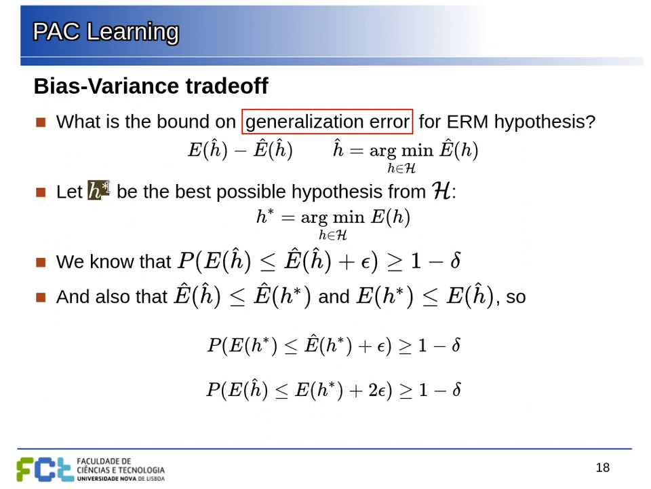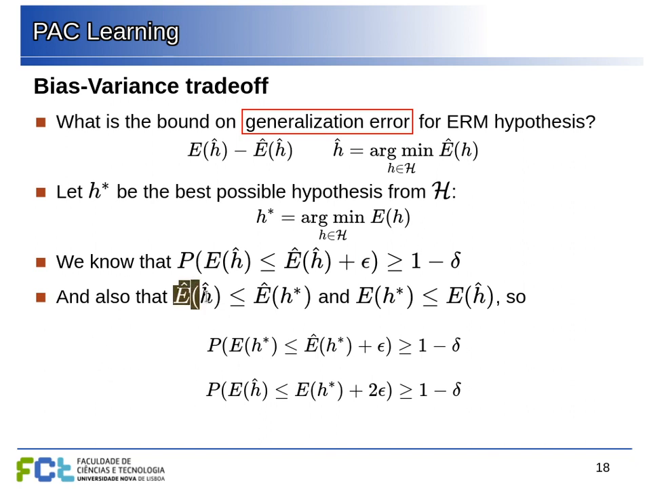Now, let's suppose that there is this H-star hypothesis, that is the hypothesis in our hypothesis class that actually minimizes the true error. Note that we cannot find this hypothesis because we cannot measure the true error, but there must be some hypothesis there that minimizes the true error. Now, we also know that the probability that the true error of the hypothesis that we chose, that minimizes the empirical error, will be smaller than the empirical error plus some epsilon is greater than 1 minus delta. So this basically gives us the probability that our true error is within this bound here and does not go over the empirical error by more than epsilon.